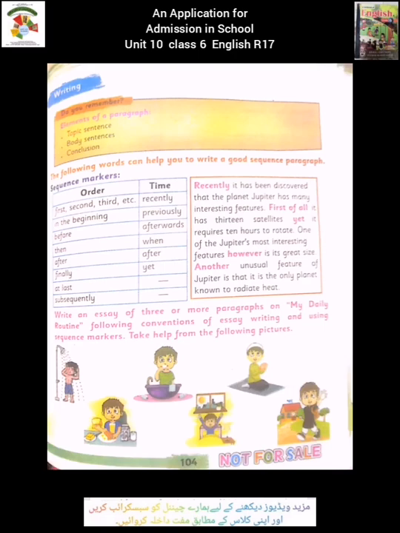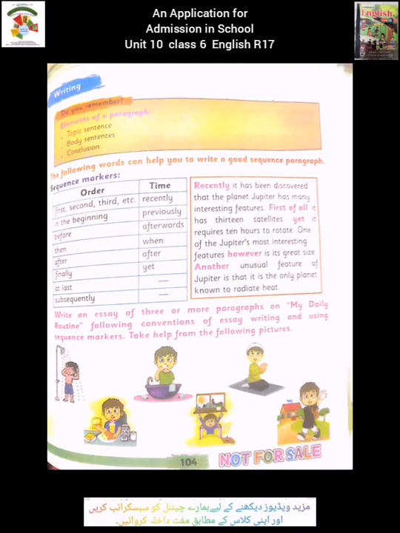Recently, it has been discovered that the planet Jupiter has many interesting features. First of all, it has 13 satellites, yet it requires 10 hours to rotate. One of Jupiter's most interesting features, however, is its great size. Another unusual feature of Jupiter is that it is the only planet known to radiate heat.